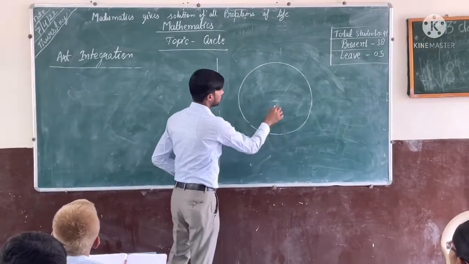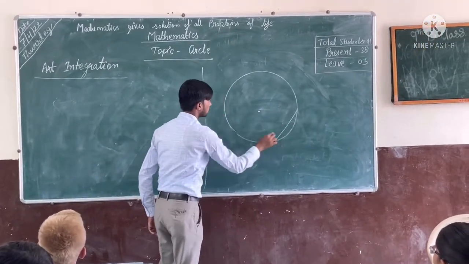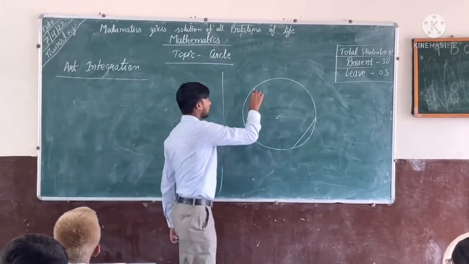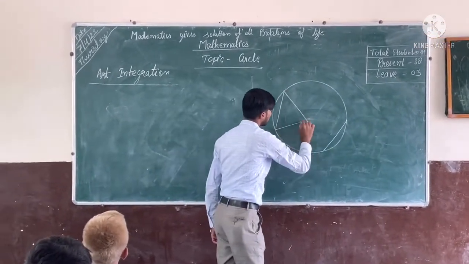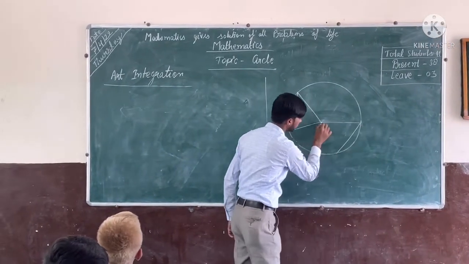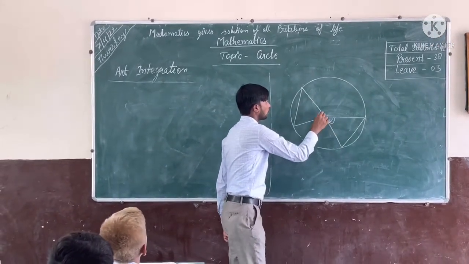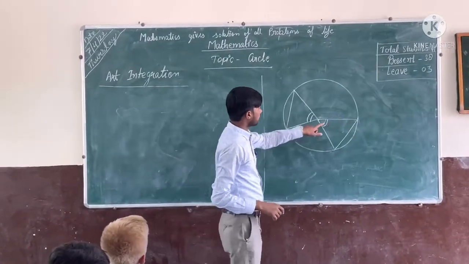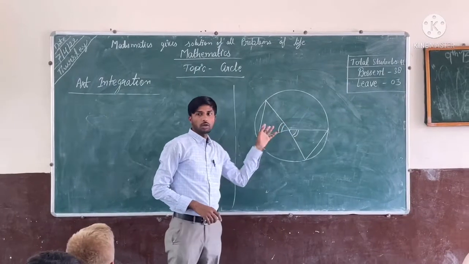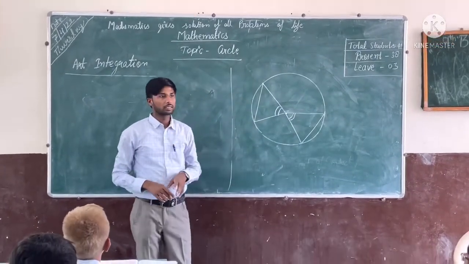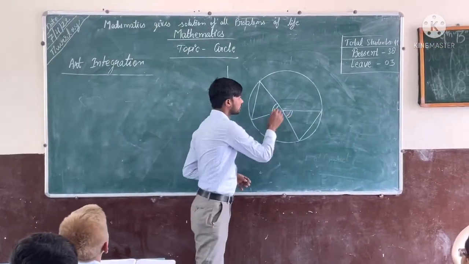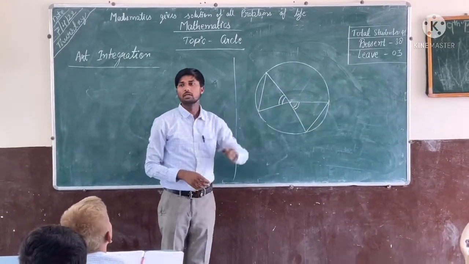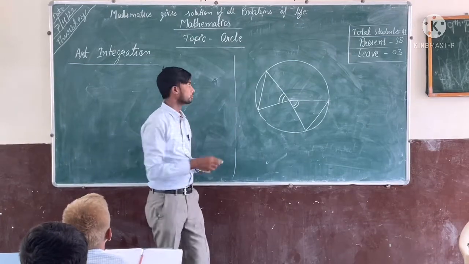It is that if two chords make equal angles at the center, then their lengths are also equal. Or the converse of it is also there. It means if two equal chords make two angles at the center, then the angles will also be equal. Or if angles are equal, then the chords will also be equal. The converse is also true.